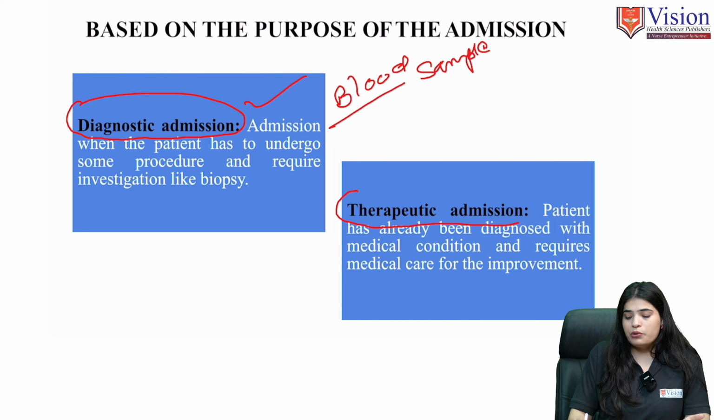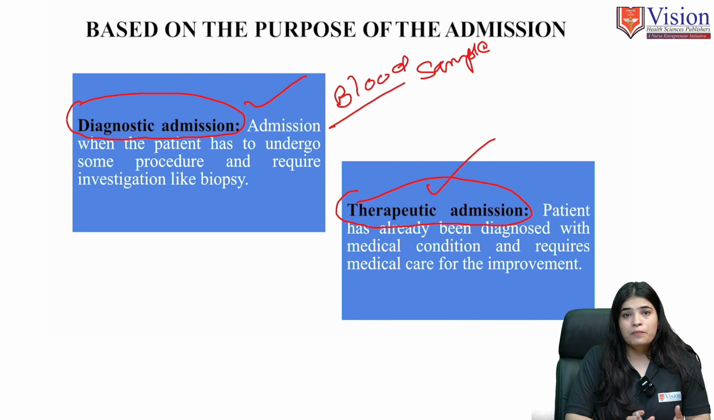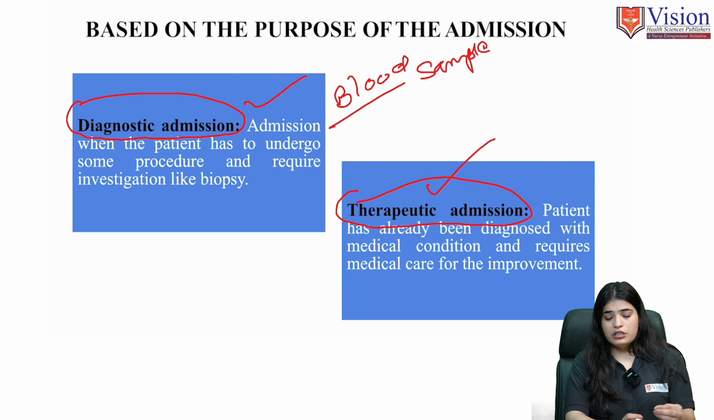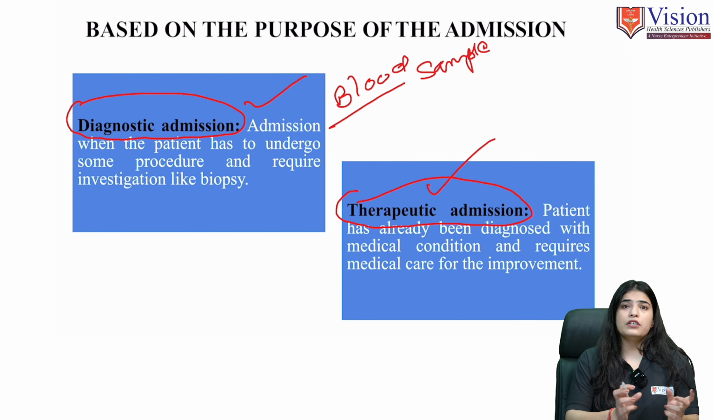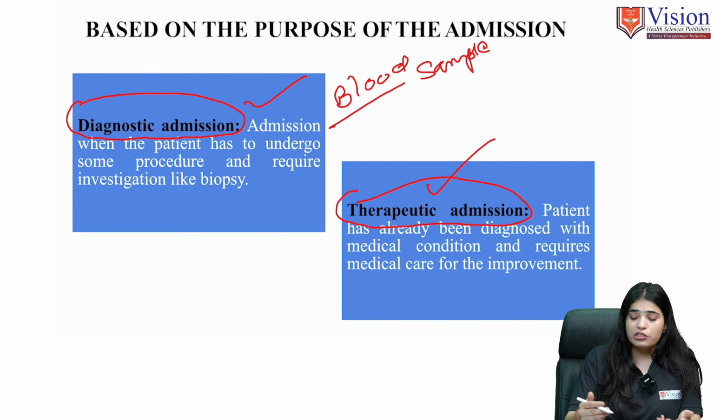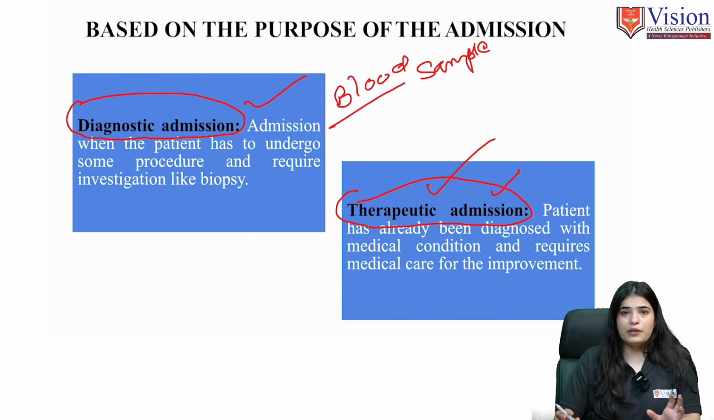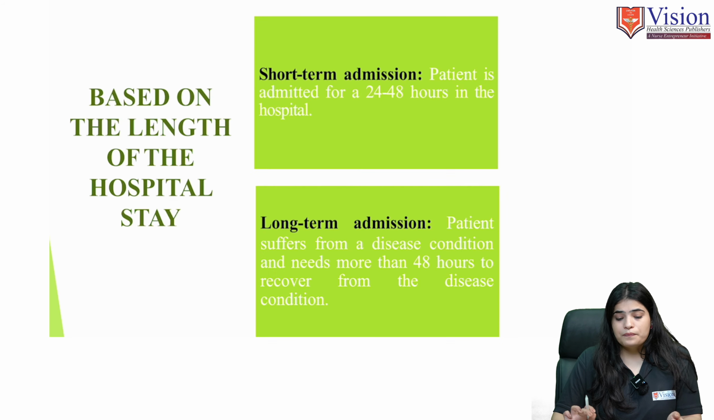Second one is therapeutic admissions, and these are the most common type of admissions in the hospital setting. The patient came with symptoms and is staying in the hospital for the treatment of that disease condition. That is therapeutic admissions, the regular admissions that are being done in hospital settings.